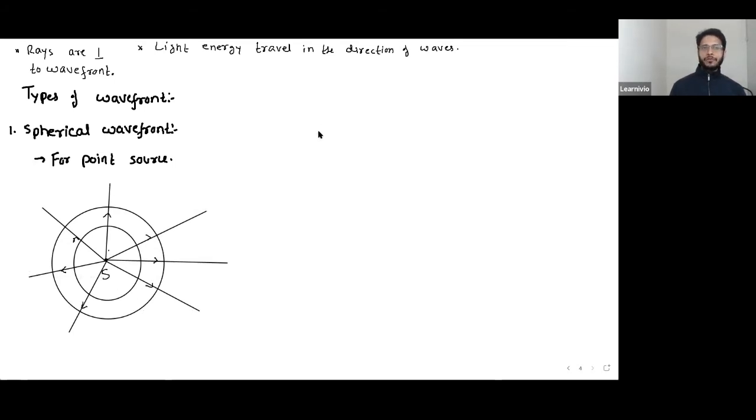Instead of a point source, if you have a line source, like a tube light, then your wavefront is not spherical, then your wavefront is cylindrical. These are rays over here. Rays are perpendicular to the wavefront. Cylindrical wavefront. So if your light source is a line source, like a tube light, then your wavefront will be cylindrical. This is for a line source.